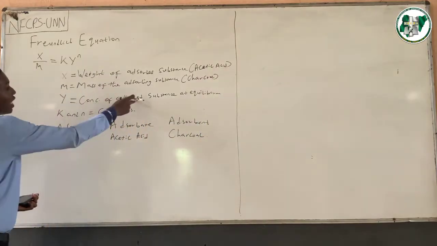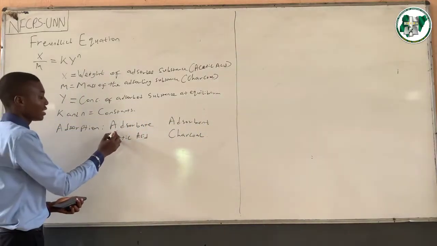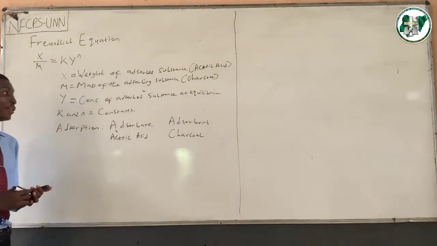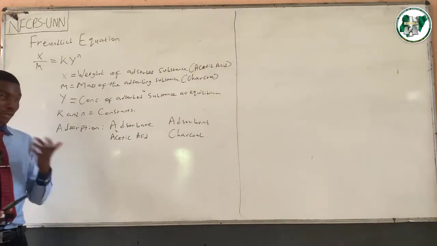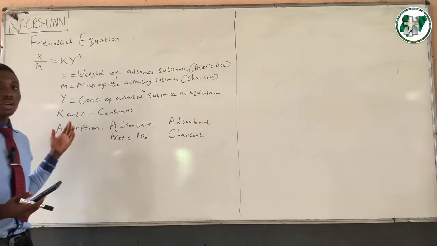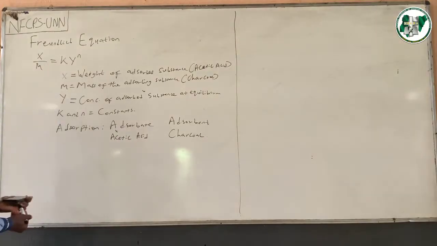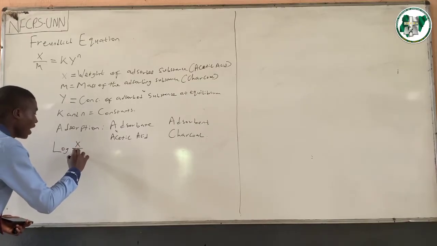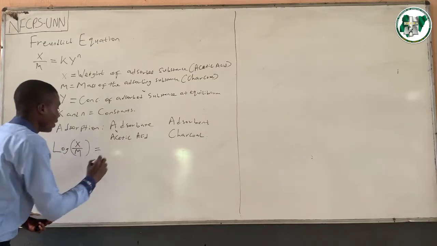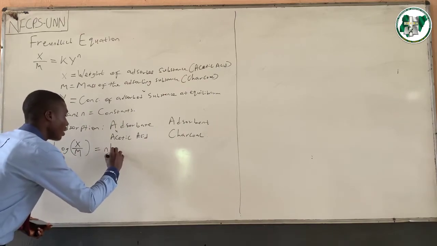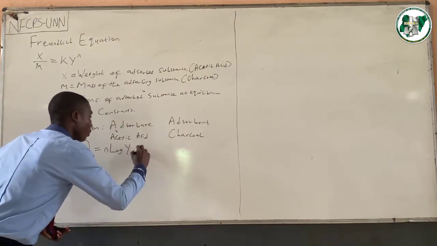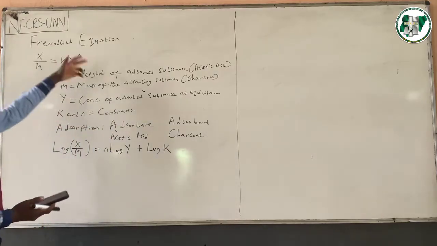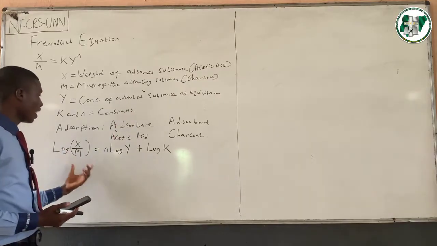And then we say concentration of the adsorbed substance, that means we're talking about the acetic acid in this particular context. And then the k and the n are constants at any given condition. So if we do a log equation of this particular equation, we'll have something like this. We'll have log x over m is equal to n log y plus log k. That's when you do the logarithm of this Freundlich equation, we have log x over m equal to n log y plus log k.